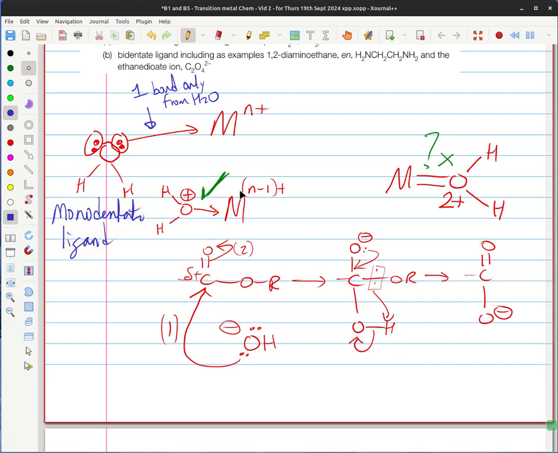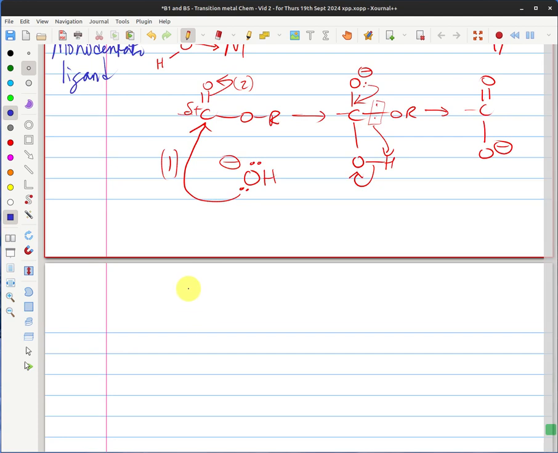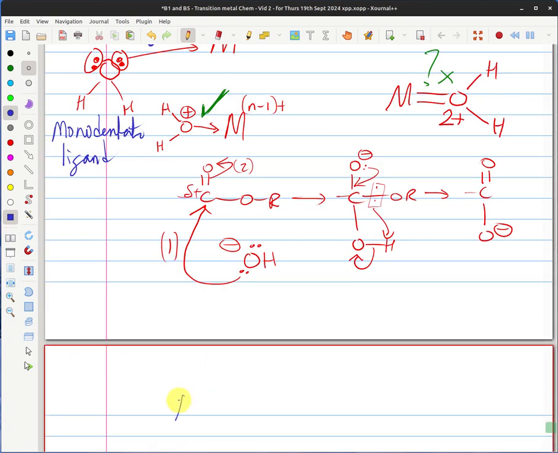Other monodentate ligands, well, ammonia is obviously, it has one pair of electrons on it, so there's no question about whether two of the lone pairs can do it, because there isn't two lone pairs, there's only one. So obviously that can attack a metal, put some kind of charge on it, and we can make a dative bond.